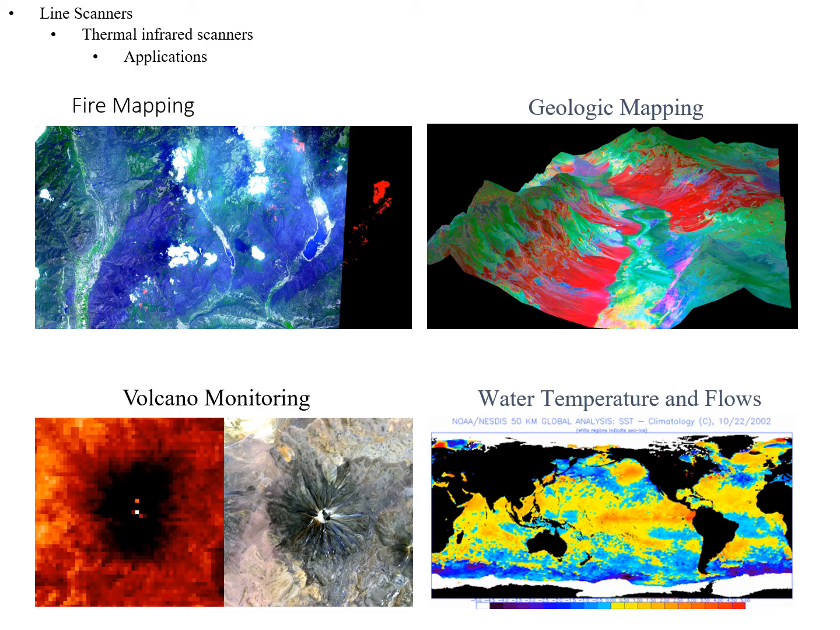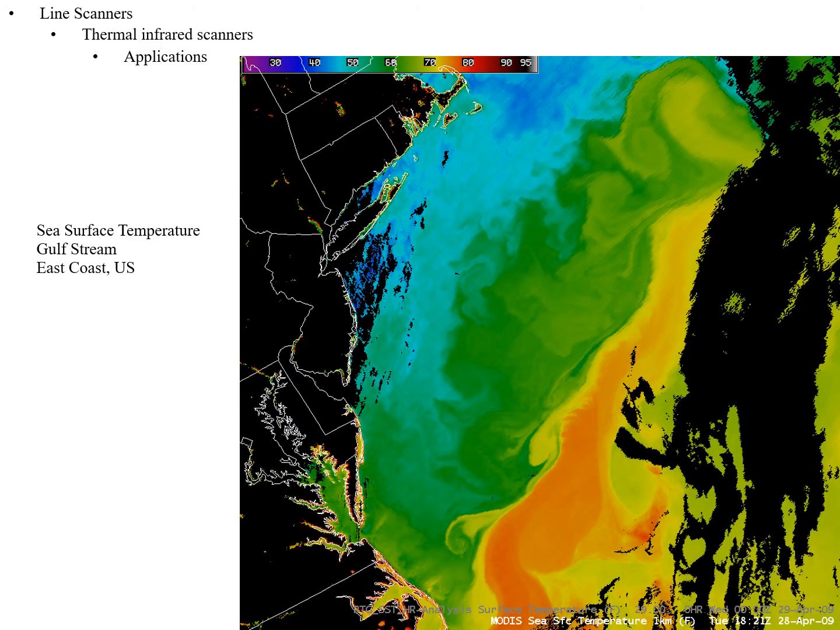Geologic mapping, you can use that difference in emissivity over some landscapes to figure out whether or not you have different rock types. And then water temperature and flows, and that's a huge application, particularly for weather forecasting. So for instance, El Nino and La Nina are detected using the thermal, the temperature of surface waters in the Pacific.